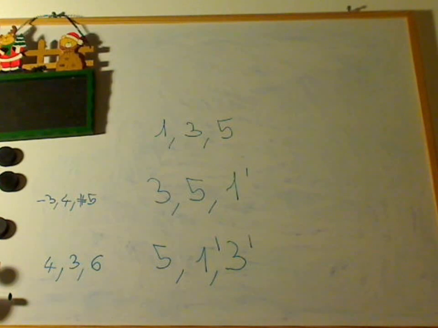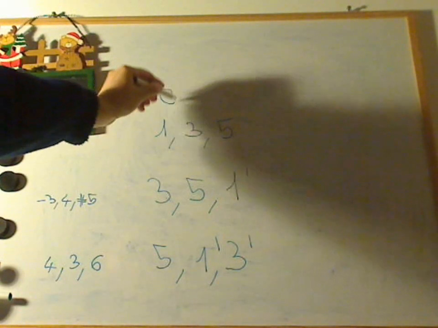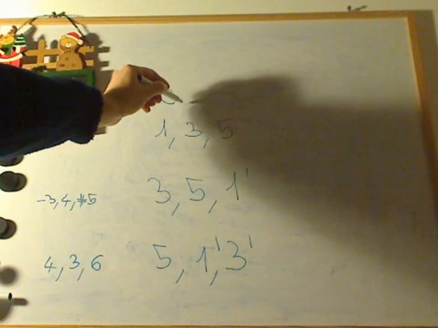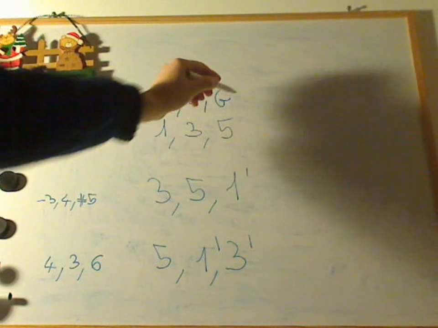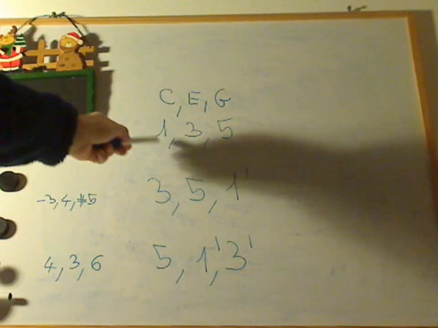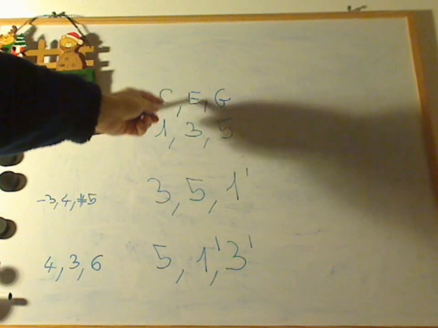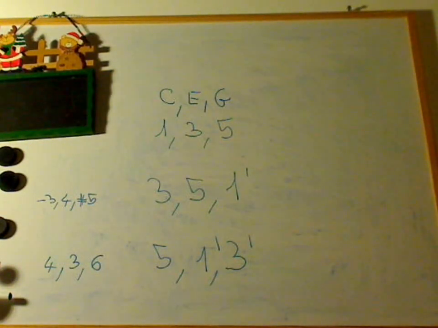First of all, I write, for example, a simple major triad. For example, in C I have 1, 3, 5, C, E, and G, that are the tonic 1, the major third E, and the perfect fifth G in a C major triad.